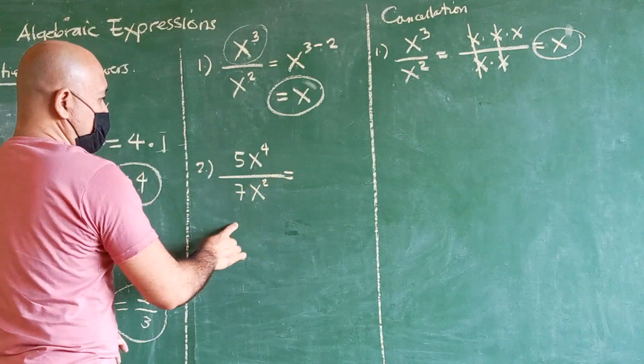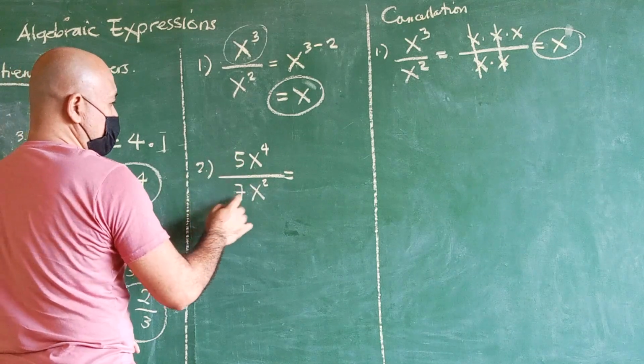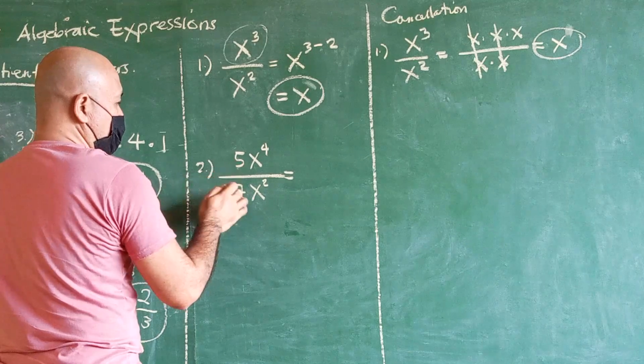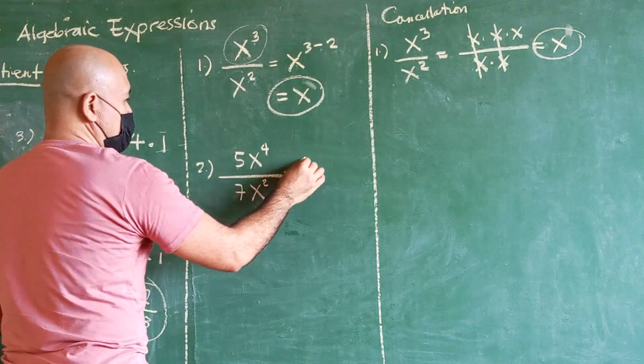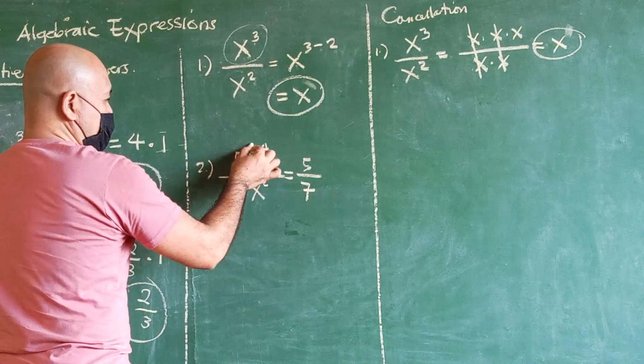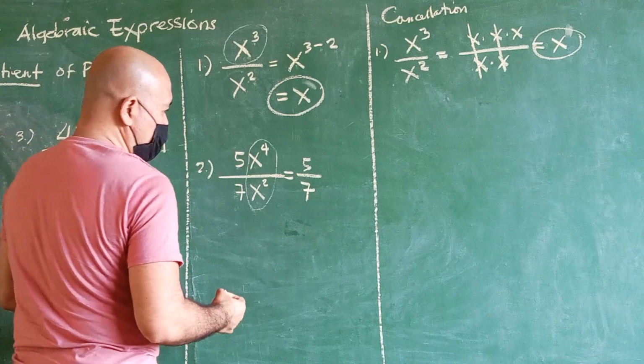So what you are going to do is just copy this fraction, the 5 over 7, because you cannot divide 5 and 7, or it is not even reducible into lowest terms. So you just copy 5 over 7, and then work on this one using the quotient of powers or cancellation if you want.